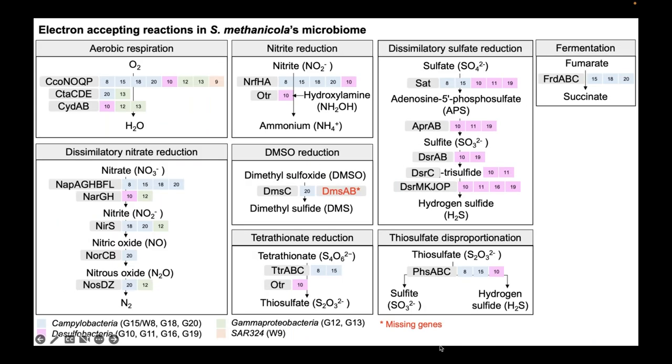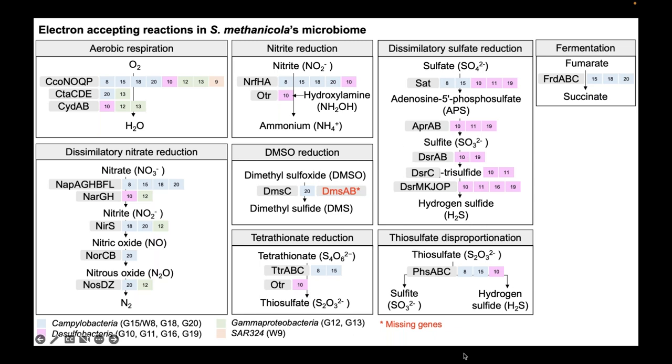So using these annotation tools, I identified a variety of electron accepting reactions from the ice worm microbiome. The dominant Sulfurospirillum MAG is labeled as G18, G15, and W8 on this slide. This dominant Sulfurospirillum MAG is involved in a variety of electron accepting reactions, which included aerobic respiration, the reduction of nitrogenous compounds like nitrate and nitrite, reduction of sulfur compounds like tetrathionate and sulfate, thiosulfate disproportionation, and fermentation. The other MAGs that I recovered in this study also contain genes in different pathways for some of these electron accepting reactions.